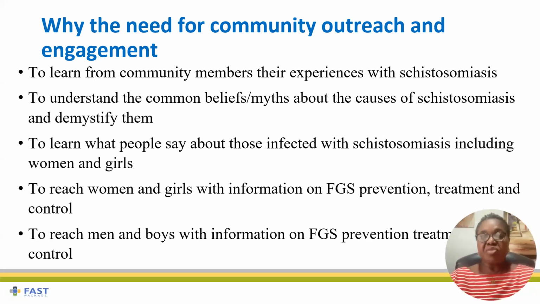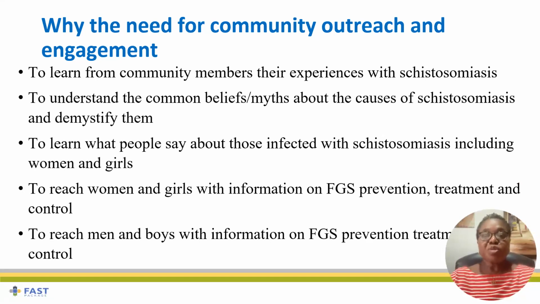I'm sure you've read some of the articles and you've seen some of the beliefs that people have. If you have blood in your urine, it's a sign of maturity. If you have blood in your urine as a woman, it is normal, or it happens when you have just completed your period, and so it's not seen as schistosomiasis.